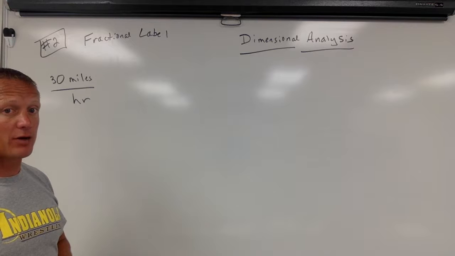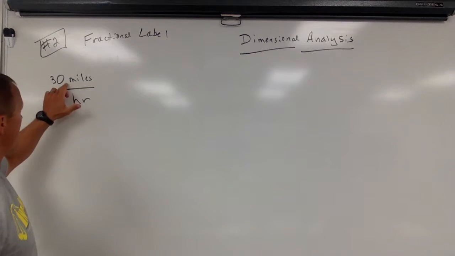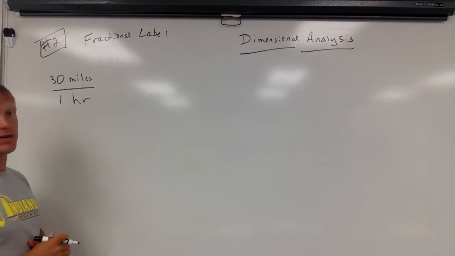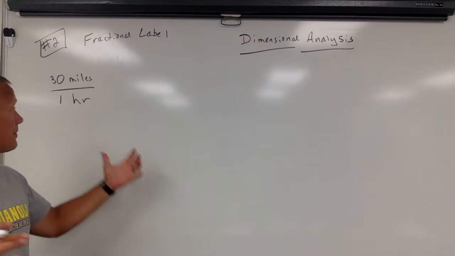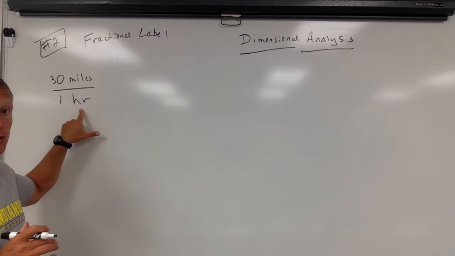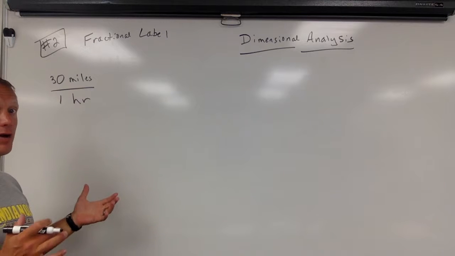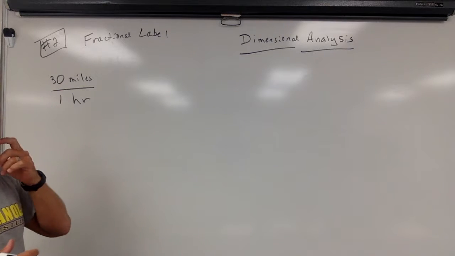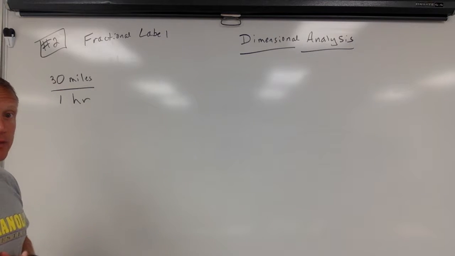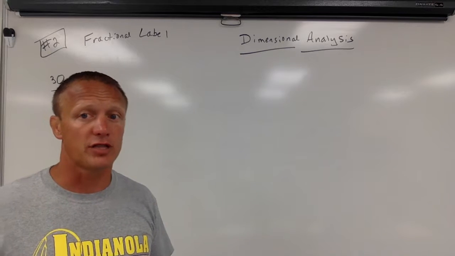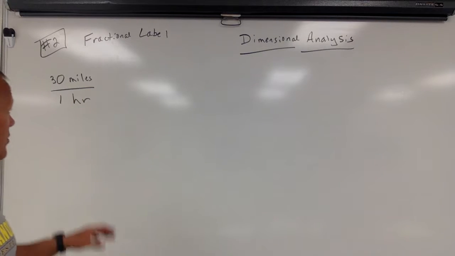I didn't put miles and hour together. It means I'm going 30 miles for every 1 hour. The way you get a speed is taking how many miles you've gone divided by your hours. So say you went 60 miles in 2 hours, you average 30 miles per hour. So densities will sometimes be in a fractional label. There's several things that will be in fractional labels, but speed's a good one.